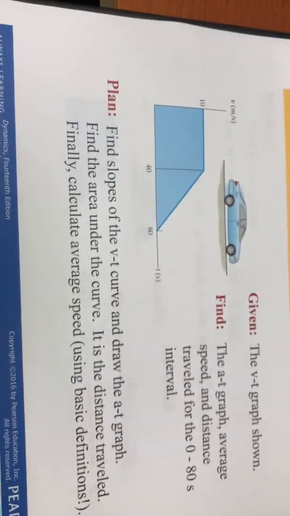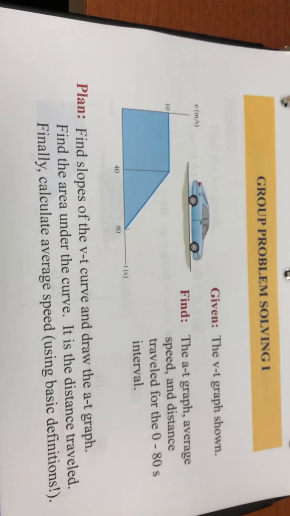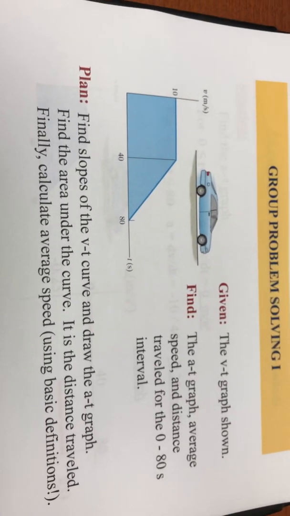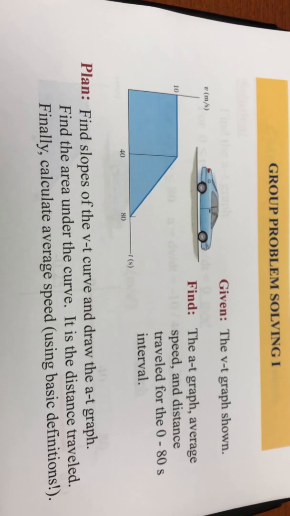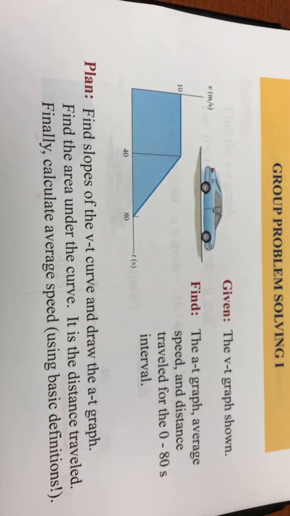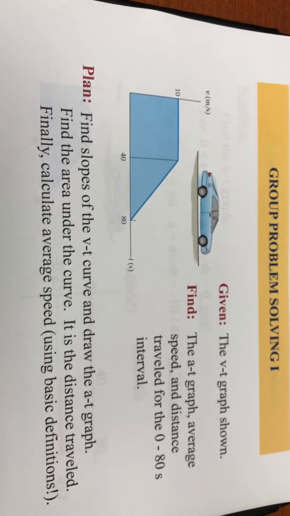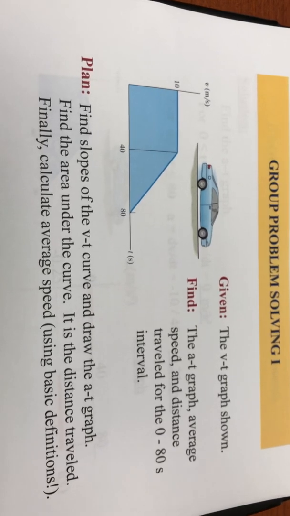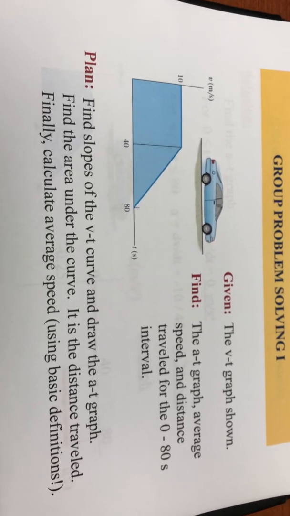So now we have another problem. Okay, so let's take a look at this problem. We're given a v versus time graph, and they want us to find the acceleration versus time graph, but also the average speed and the distance traveled.